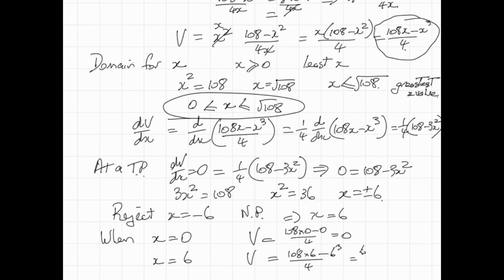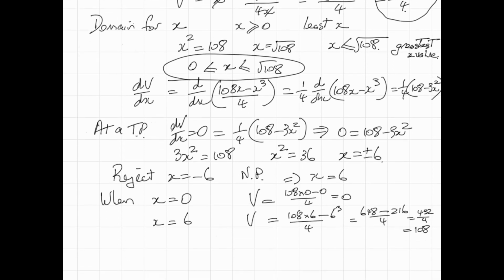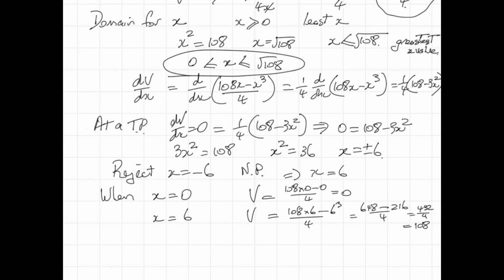When x is equal to 6, the volume is equal to 108 times 6 minus 6 cubed all over 4. So what's that? 648 minus 6 cubed is 216, all over 4. 432 on 4, which is equal to 108. So the volume is equal to 108.